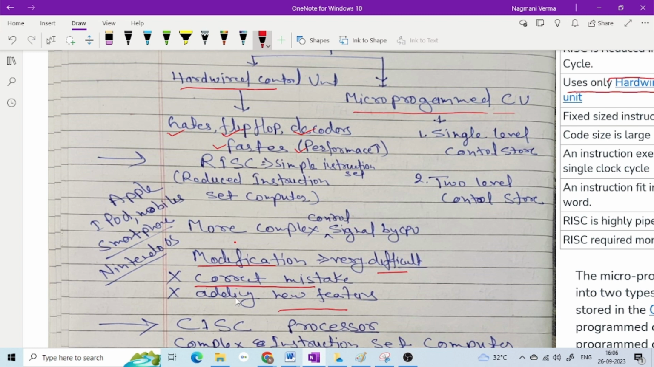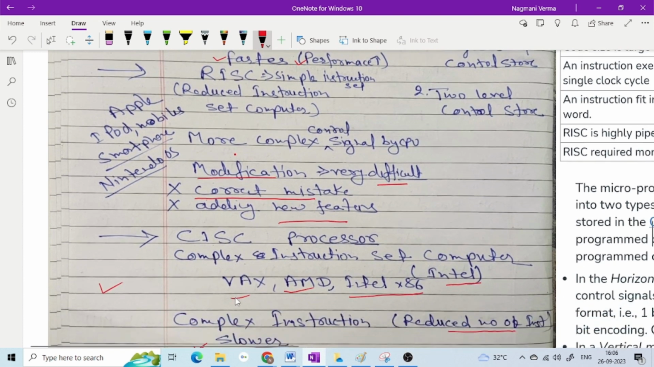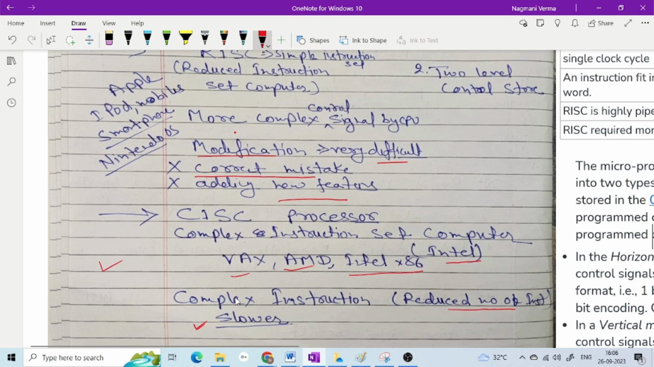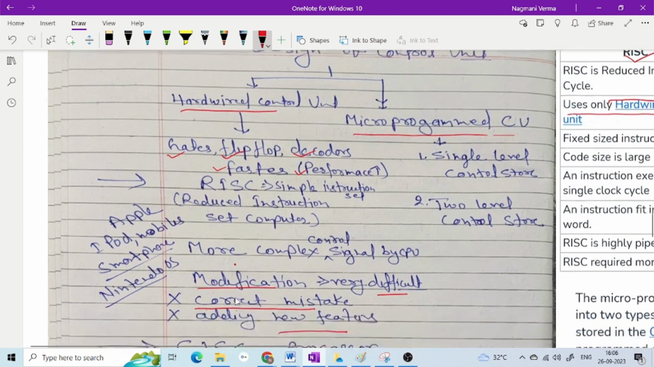But in the microprogram control unit, the instructions are programmed, so it is easy to modify, but it is slower. It will be slower than the hardware control unit, but it is programmable and easy to modify. So that is the microprogram control unit.